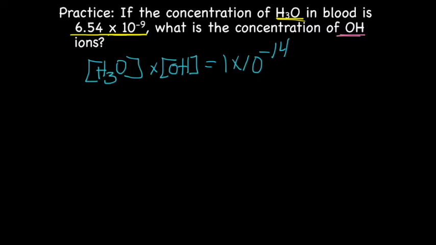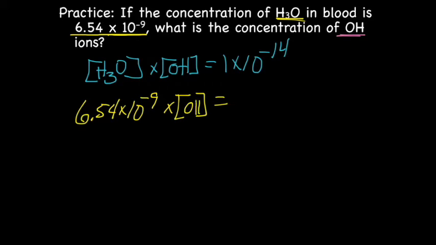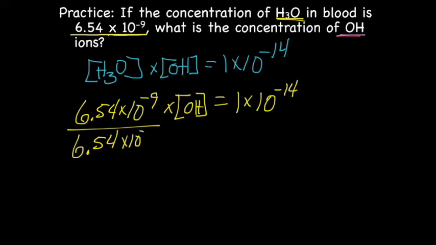All right, so now we just plug in what we know. We know the concentration of H3O is 6.54 × 10 to the negative 9th. We're trying to find out the concentration of OH, and those multiplied together always equal 1 times 10 to the negative 14th. So to solve for OH, which is our x, we'll divide both sides by 6.54 times 10 to the negative 9th.